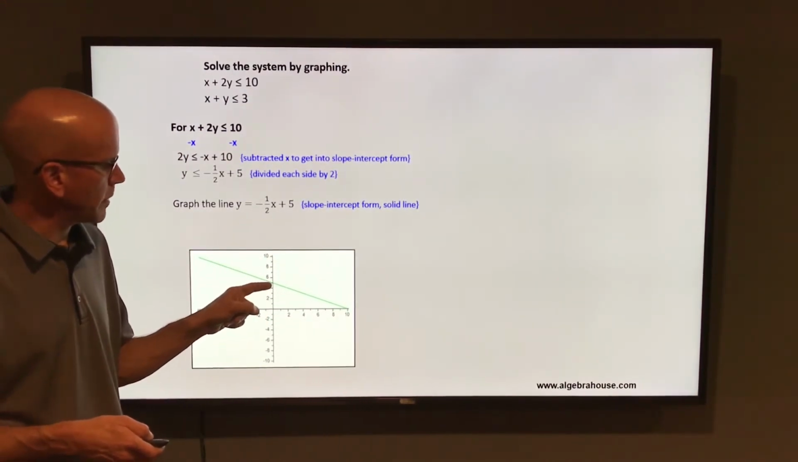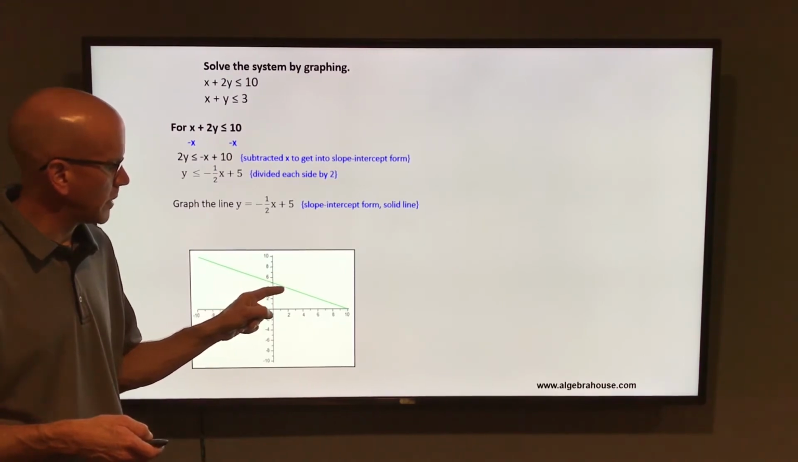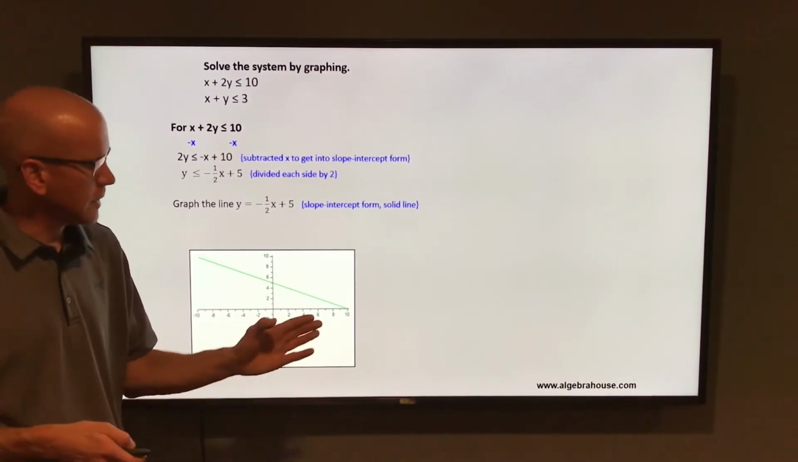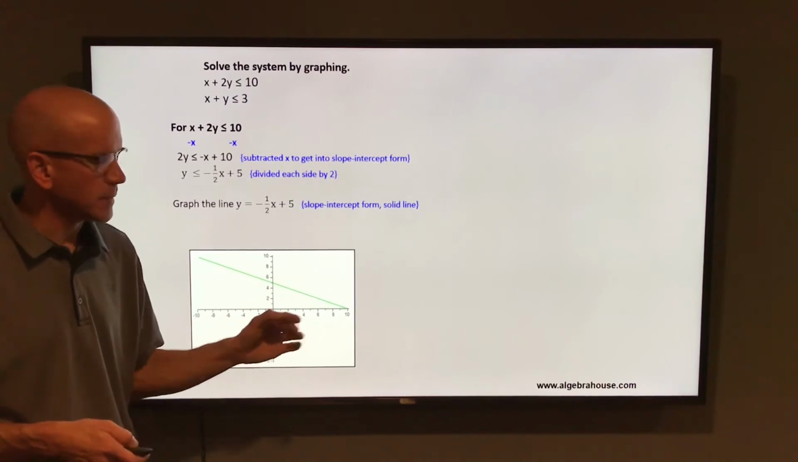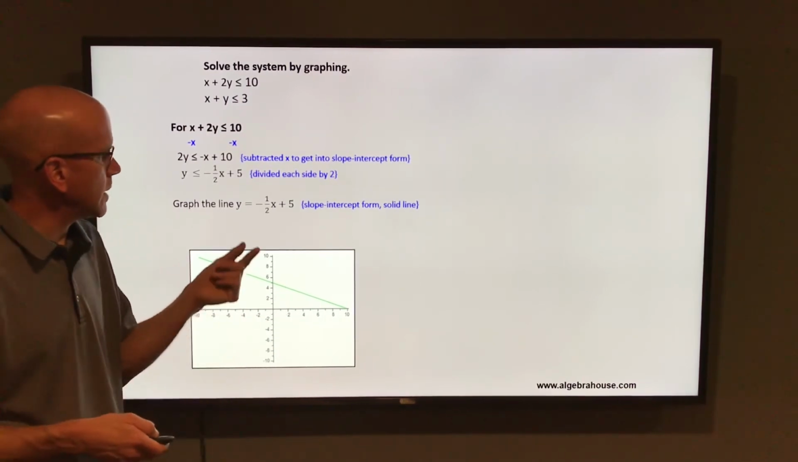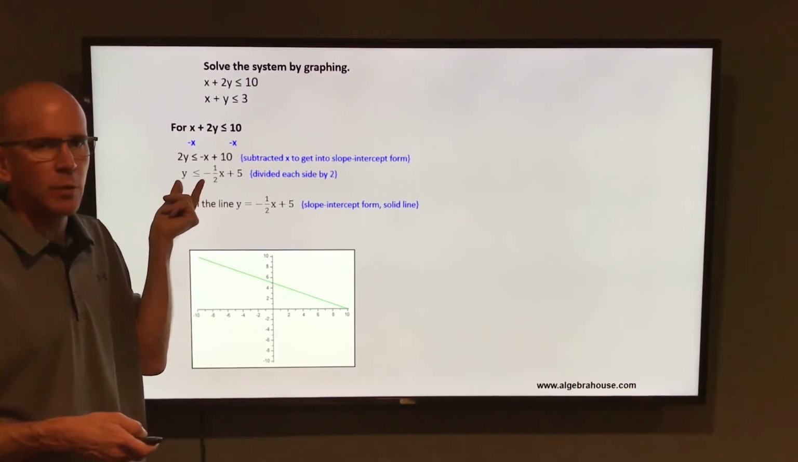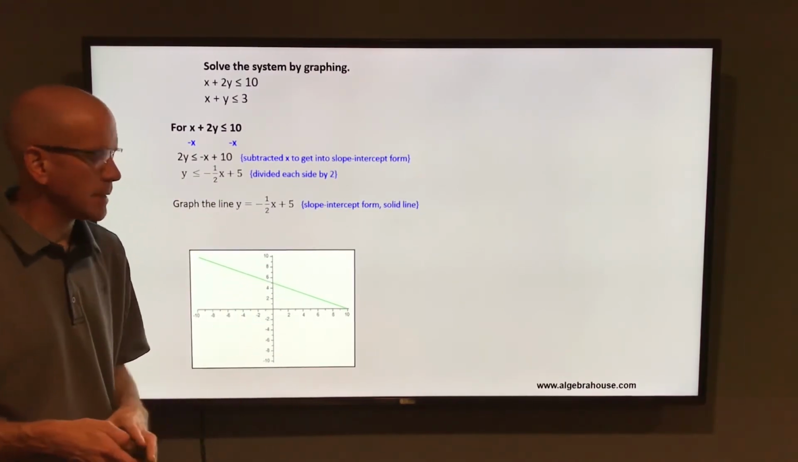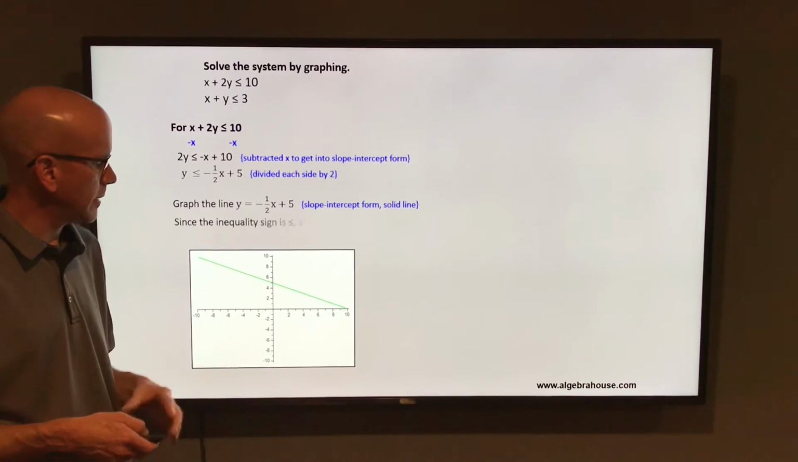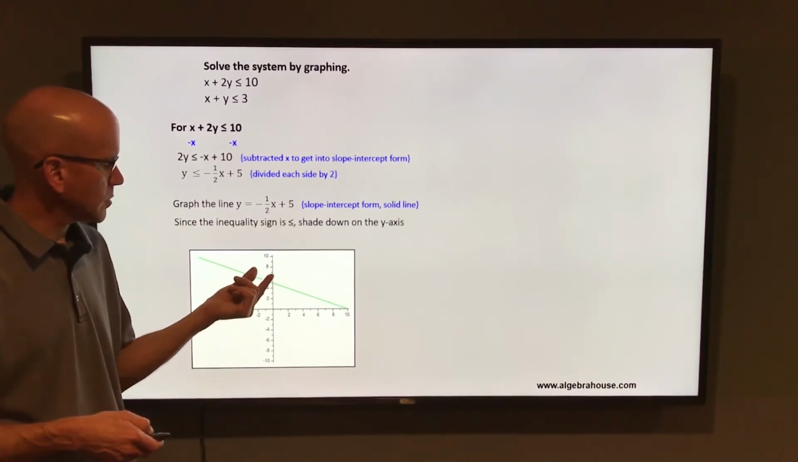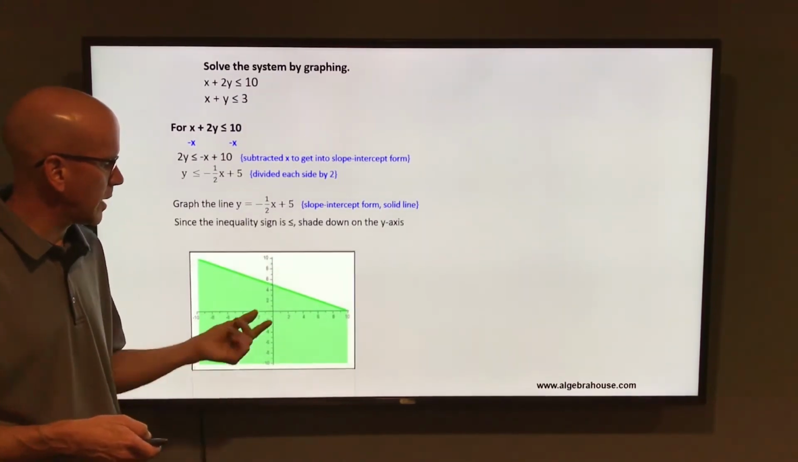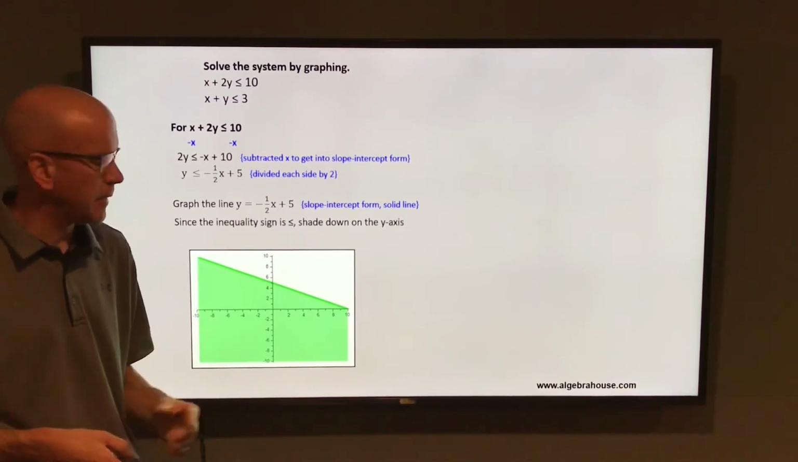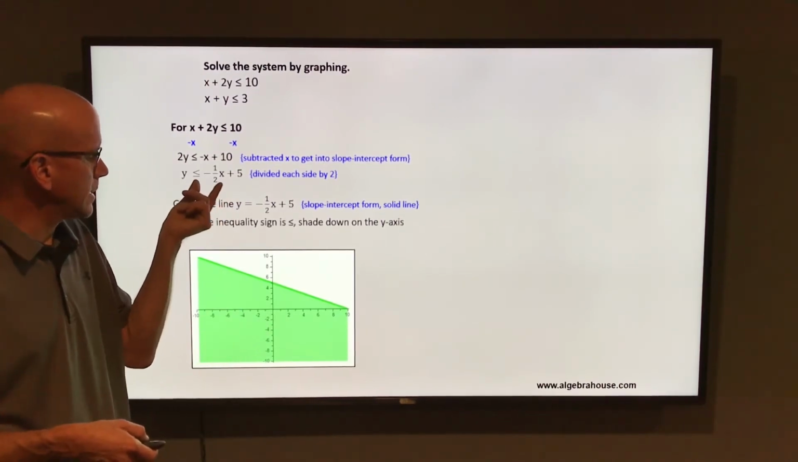So from that point at 5 on the y-axis, go down 1 and to the right 2 and put another point and draw a solid line through those 2 points. Then you decide which way to shade. Shade using the sign when it's in slope-intercept form. It's a less than sign, so you're shading everything below that solid line. So all those points below that solid line, including the points on the solid line, are solutions to that inequality.